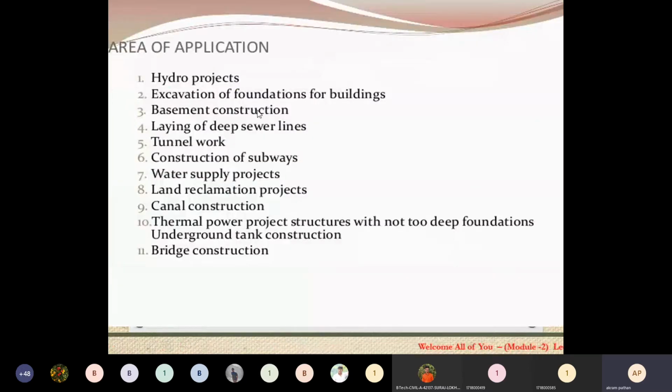Then the areas where we generally want to dewater the foundations of any civil engineering structure. The structure may be a hydro project, excavation of foundations for buildings, basement constructions, laying of deep sewer lines, tunnel works, construction of subways, water supply projects, land reclamation projects, canal constructions, thermal project structures with not too deep foundations, underground tank constructions and bridge constructions. So these are the areas where we generally have to follow dewatering.